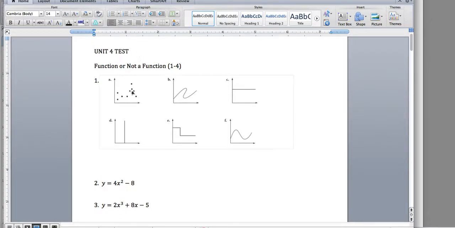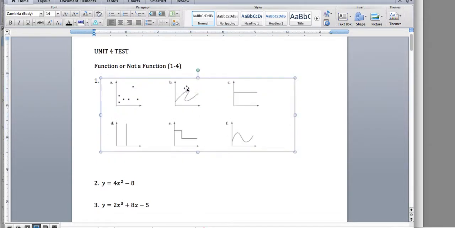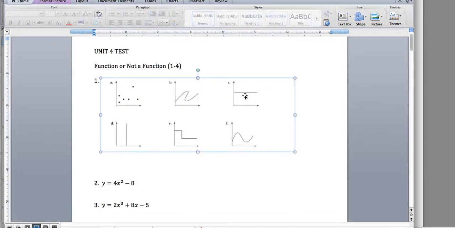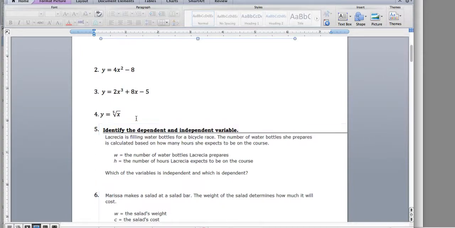Functions or not functions, remember these. For example, if I drew a vertical line right here on this one, I would hit 2 points, so that means it's not a function. Right here, I would hit more than 1 point when I drew a vertical line, so that's not a function. This one would be a function because a vertical line would only hit 1 point. So those are the ones you have to pay attention to. These are the ones that are a little bit tricky.